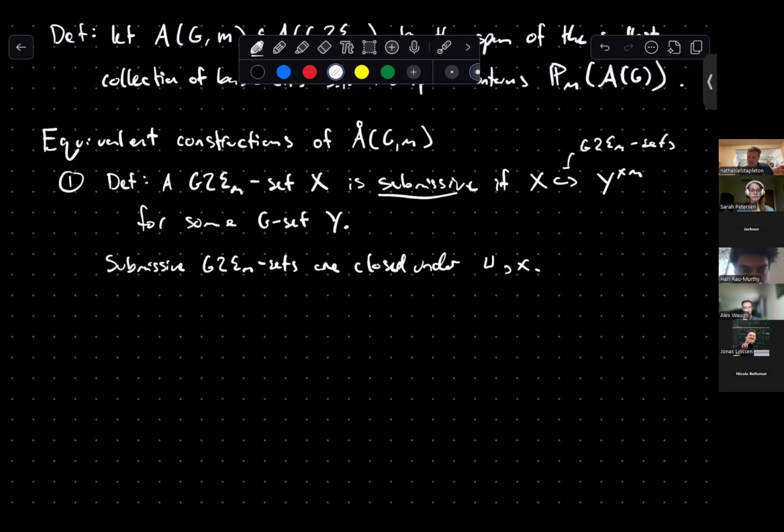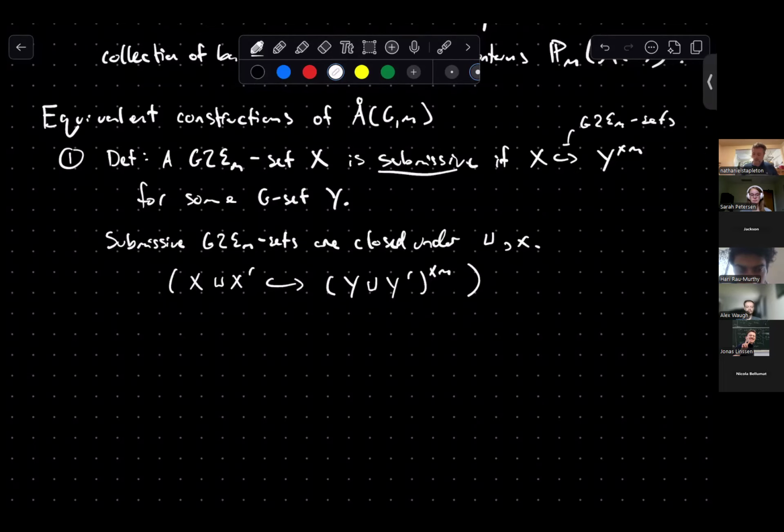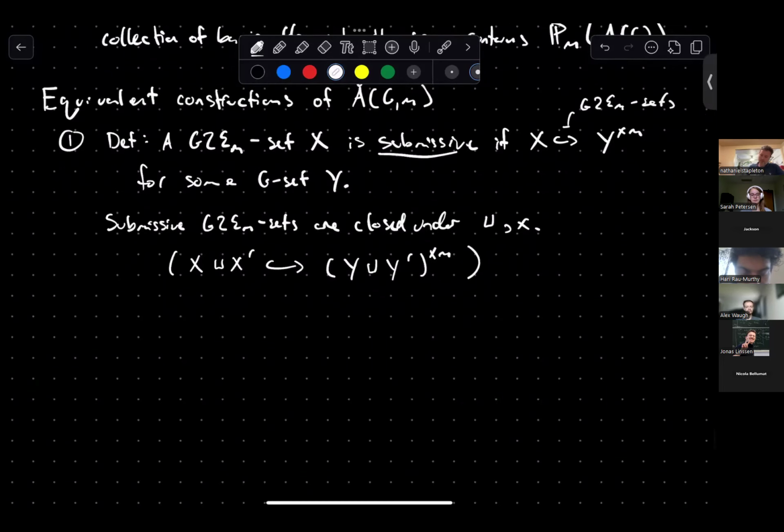Product is clear. If I have two sub-Ys, X and X prime, then X times X prime embeds in Y times Y prime to the M. And disjoint union is also pretty easy. If I take the disjoint union of X and X prime, well, this embeds in Y disjoint union Y prime to the M. If X embeds into Y to the M and X prime embeds into Y prime to the M, then X disjoint union X prime embeds as a G wreath sigma M set into Y disjoint union Y prime to the M. And so since these G wreath sigma M sets are closed under disjoint union and product, I can form the Grothendieck ring.